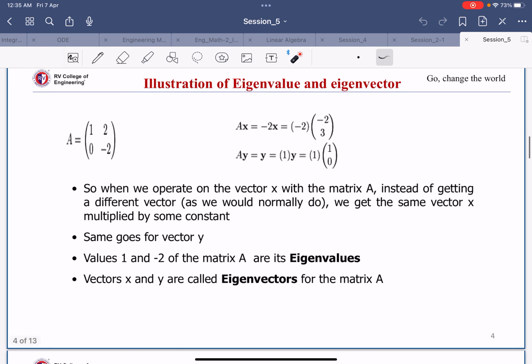So the values minus 2 and 1, which are the constants multiplied to x and y here, are called the eigenvalues, also called characteristic roots or characteristic values. The vectors x and y are called eigenvectors or characteristic vectors for the matrix A.